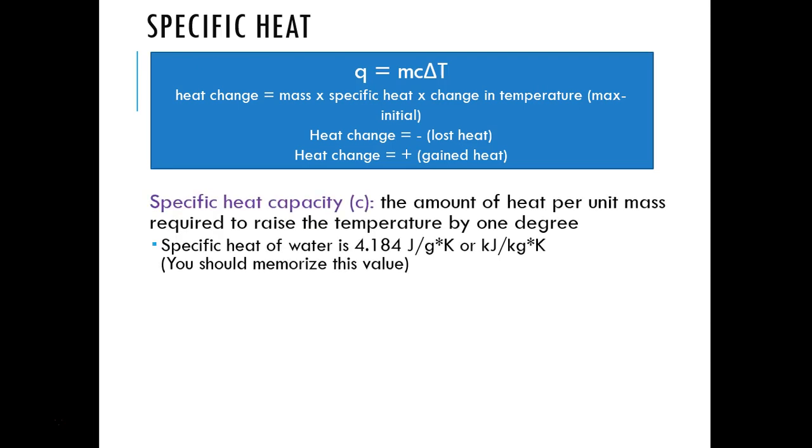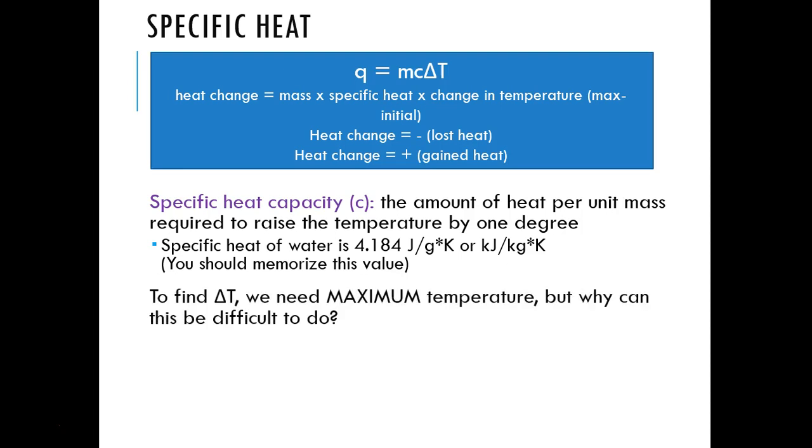So, specific heat capacity is the amount of heat per unit mass that's required to raise the temperature of a substance by 1 degree. You should know the specific heat of water. It's 4.184 joules per gram Kelvin or kilojoules per kilogram Kelvin. You're going to use it so much, though, that you really will probably have it memorized.